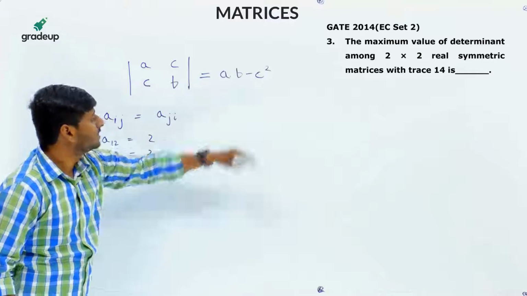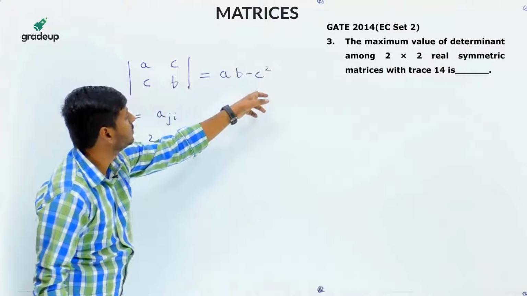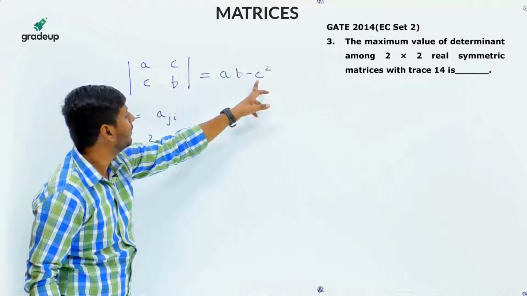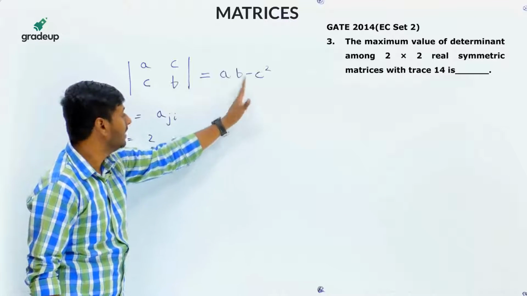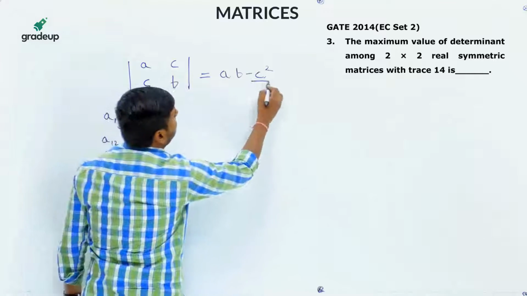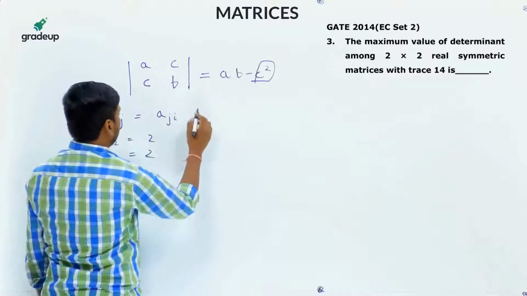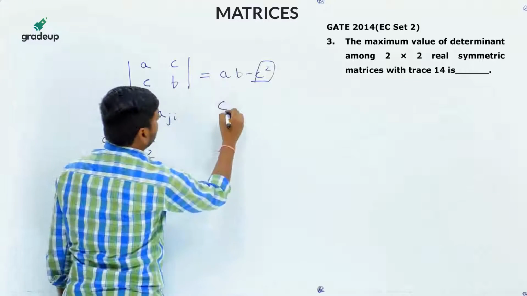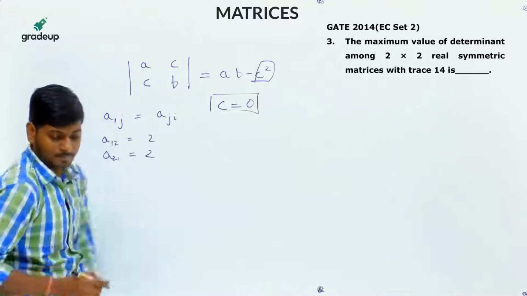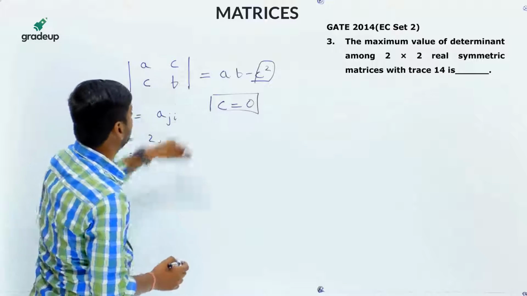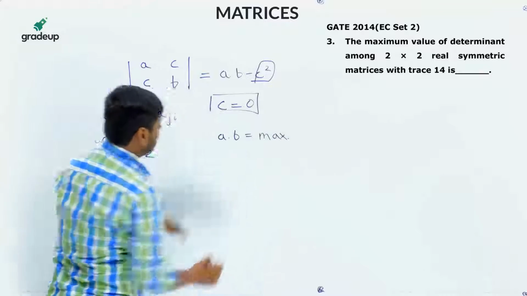The determinant can be maximum only when C square is 0, since C square is always a positive number. If we subtract a positive number from some value, we always get a smaller value. So we first make C equal to 0 so that we get the maximum product A into B. So we get one constant here, C equals 0. Then A into B equals maximum. We have to maximize A into B.